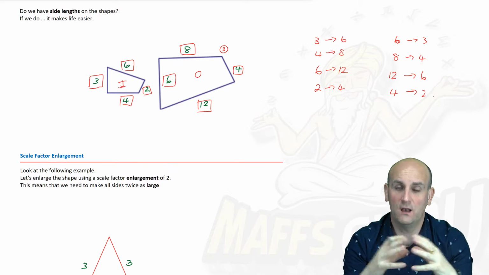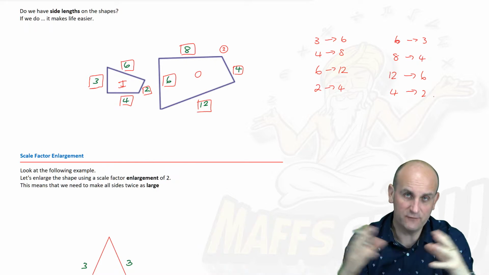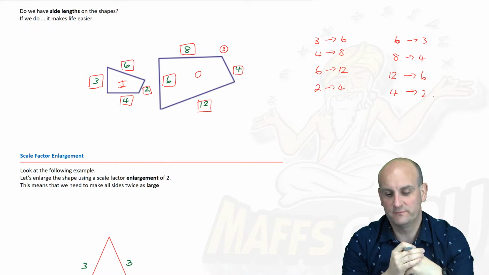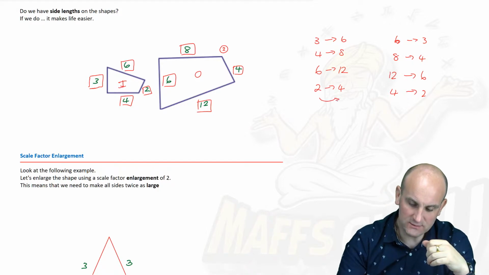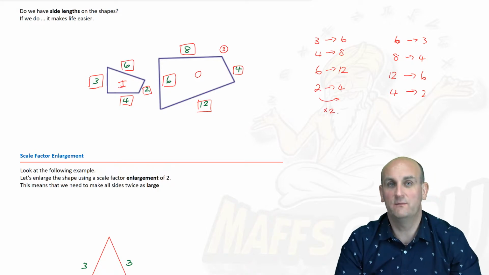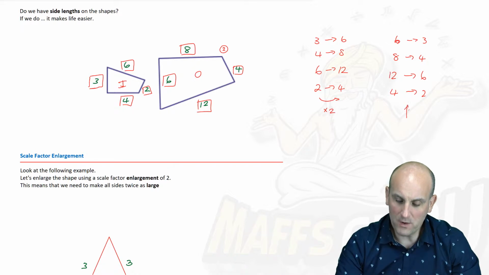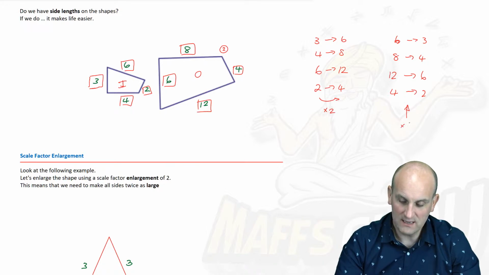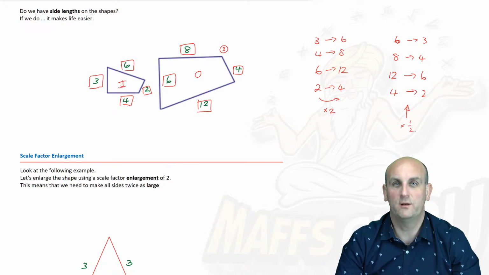So when we look at enlarging, or when we look at the scale factor by which these things have grown, it's always got to be a times. Yeah? So whereas in this situation here, we could say it was times by 2, what would I multiply 4 by to get to 2? What would I multiply 12 by to get to 6? And hopefully you would realize in that situation, I would multiply by a half.